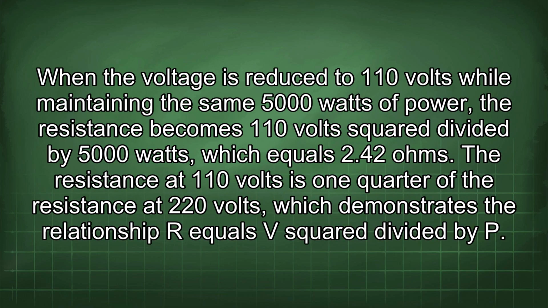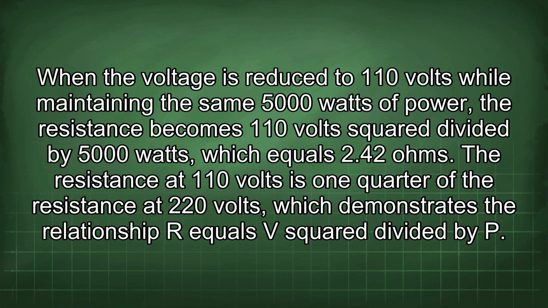When the voltage is reduced to 110 volts while maintaining the same 5000 watts of power, the resistance becomes 110 volts squared divided by 5000 watts, which equals 2.42 ohms. The resistance at 110 volts is 1/4 of the resistance at 220 volts, which demonstrates the relationship R equals V squared divided by P.